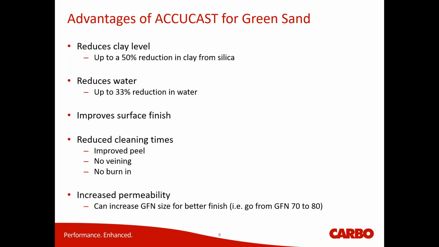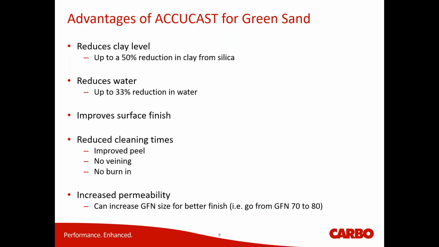First item that we see is up to a 50% reduction in clay from silica sand. And that seems like across the board. Every different operation we've looked at and processed, we see very close to a 50% reduction, which is great. That again is because we are an engineered material that is round and has a very controlled sieve distribution.